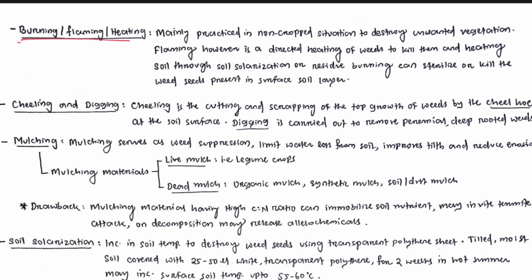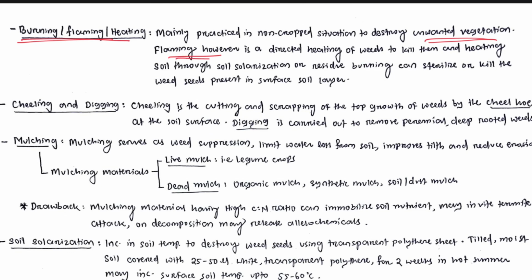Then burning, flaming and heating. Burning means we are just applying any dry residue in the field, and we are igniting it, right? So after ignition, it will increase the temperature in the surrounding of the weeds. So it can kill the vegetation or unwanted vegetation.